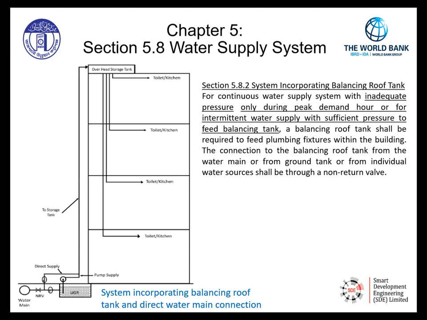From the roof tank, as can be seen here, we have a downfeed system. On the top level, we have a downfeed branch that comes from the tank and feeds a toilet and kitchen area on the uppermost floor. As we come down, we have downfeed pipes that feed successive floors downward in elevation.